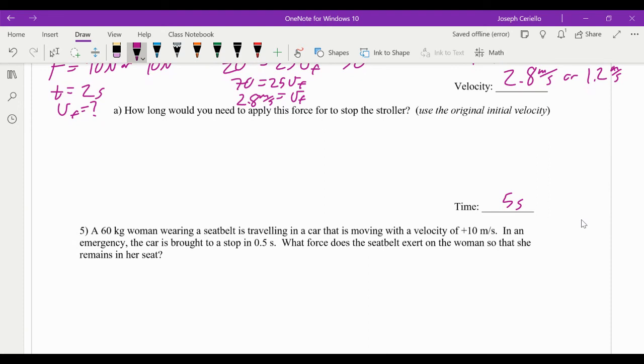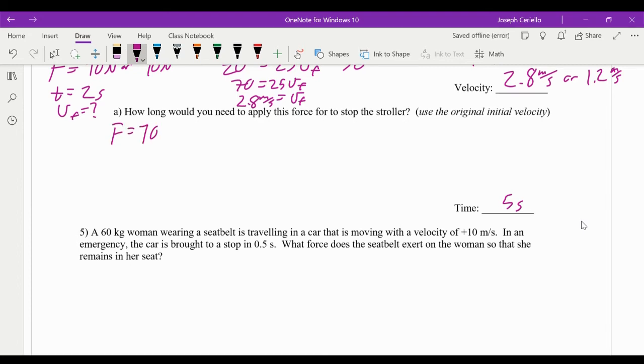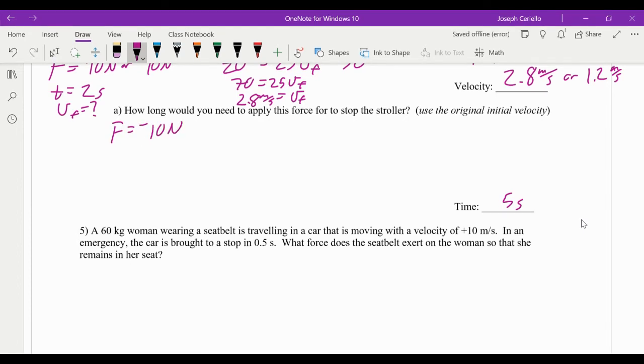How long do you need to apply this force to stop the stroller? Okay, so now if it's stopping it, we know that the force is going to be negative 10 newtons. Just write down the givens again. This is 25 kilograms. We know the initial velocity is going to be 2 meters per second. And we know that the final velocity, if it's stopping, is going to be 0 meters per second.